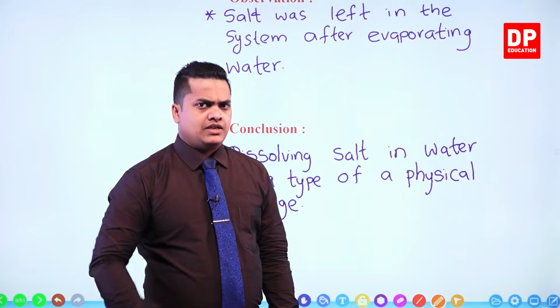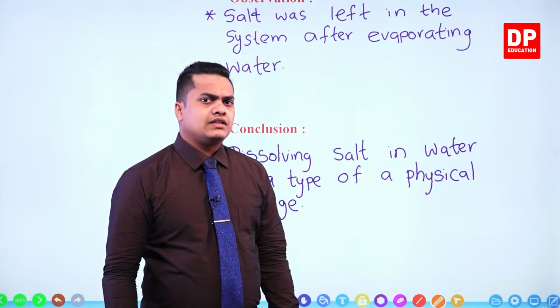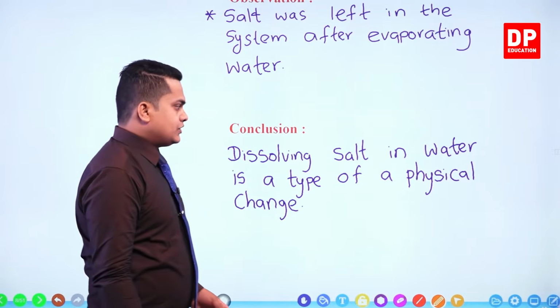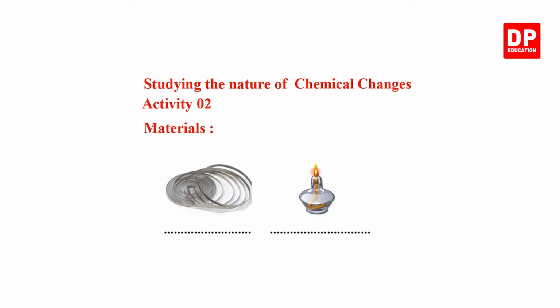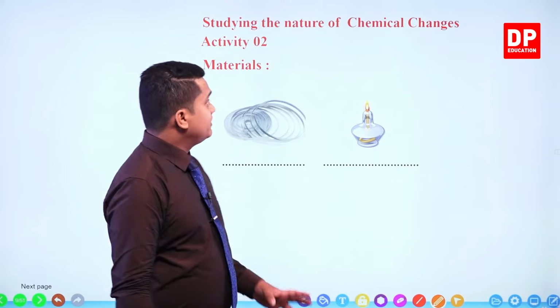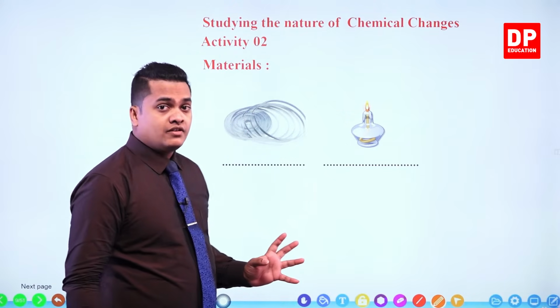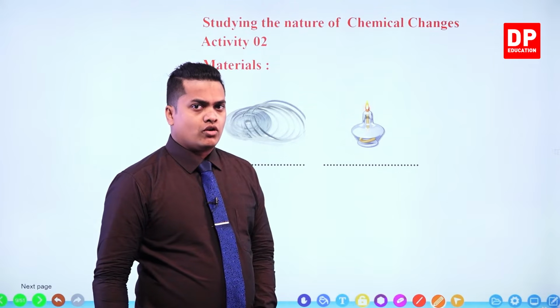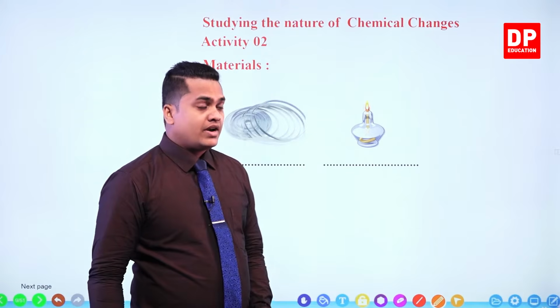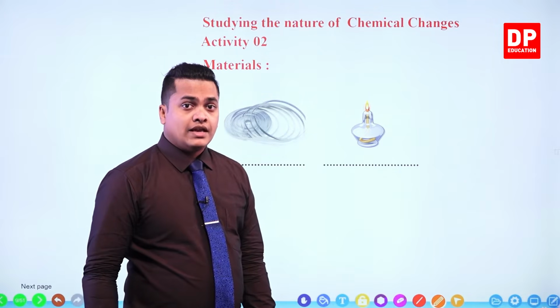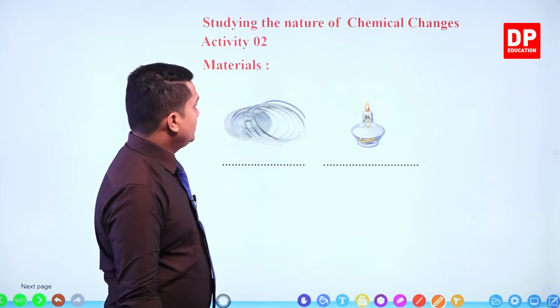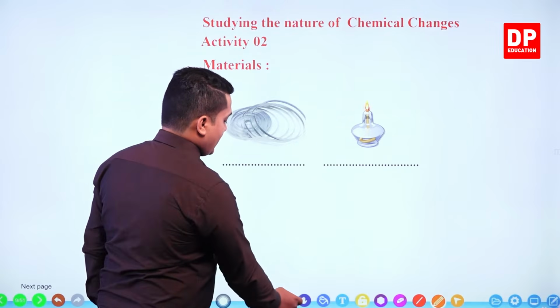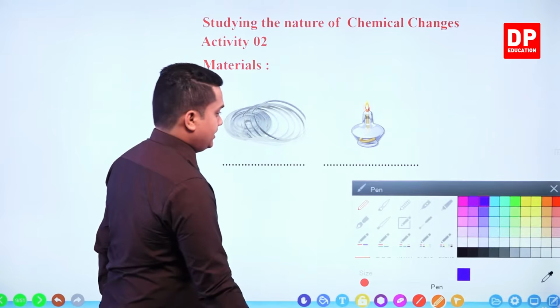So we'll head on to our next slide, and let's see what the other contents are. In the next slide, we are going to examine chemical changes, right? Here we are going to study the nature of chemical changes. So let's see what kind of thing occurs in a chemical change by conducting this small experiment. First of all, you'll need these materials in conducting this activity.